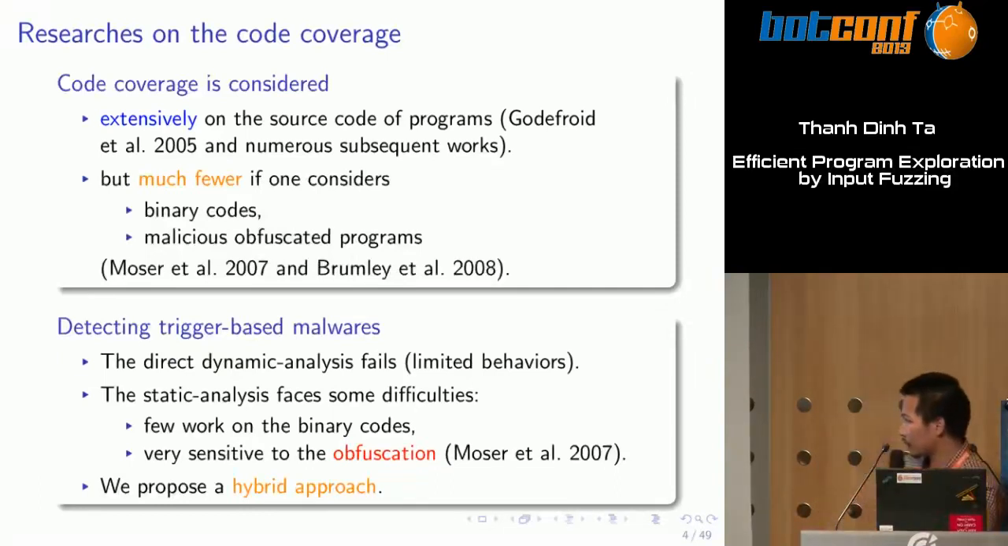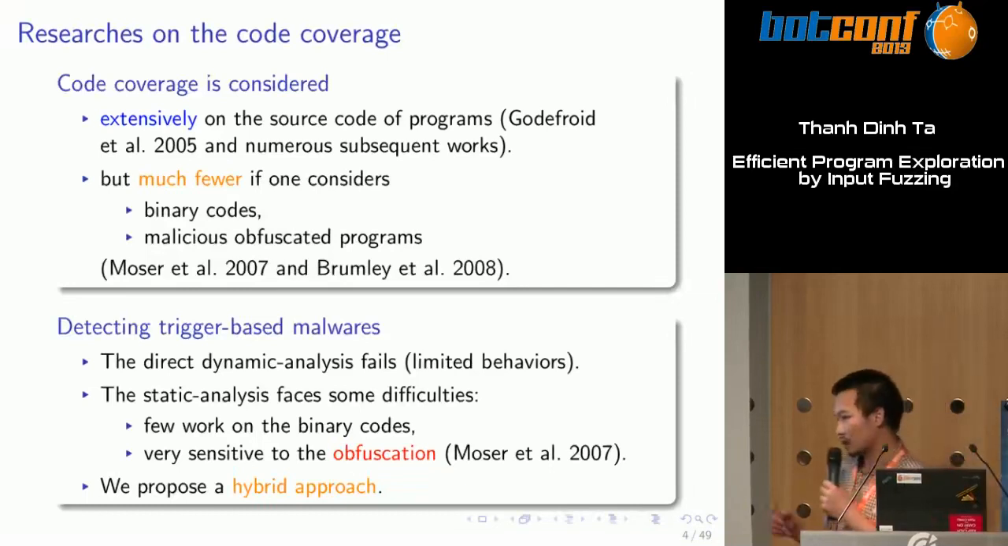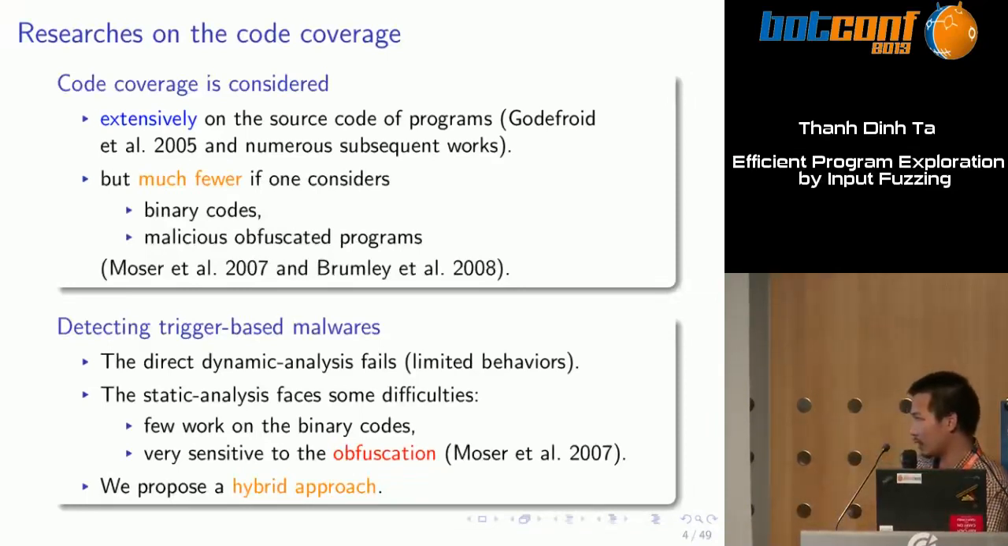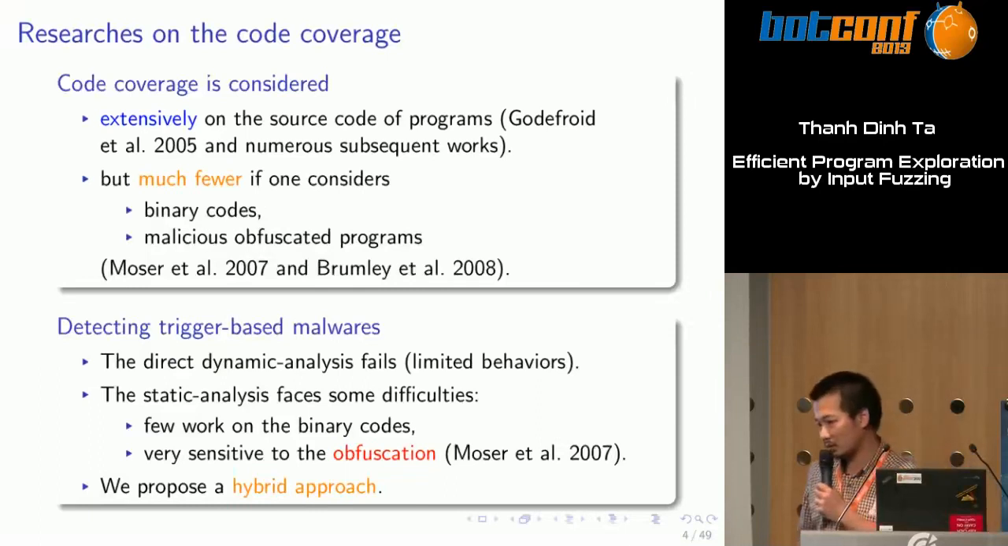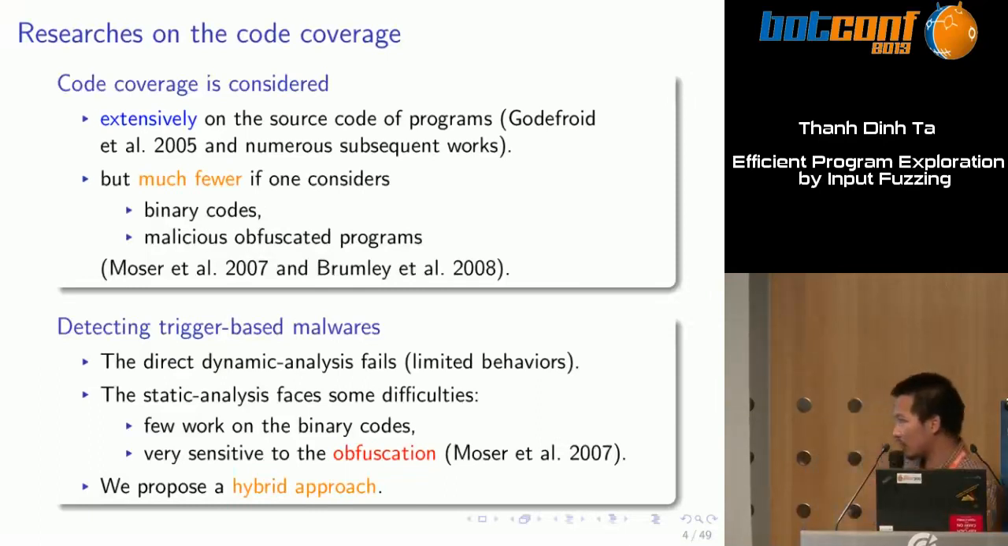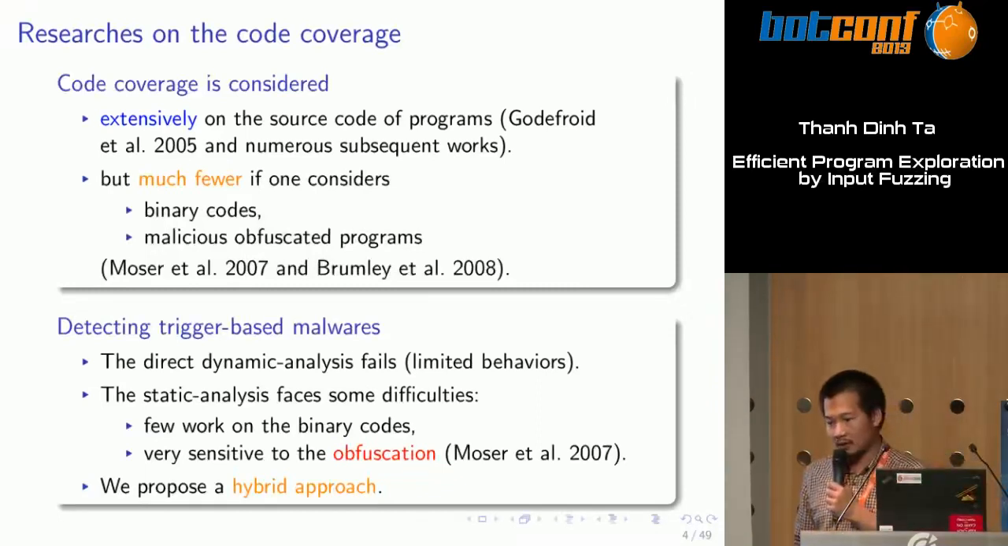Because the malware is active only when it receives some special input, direct dynamic analysis doesn't work. And static analysis also has many difficulties, because we don't have many works on binary code, and most importantly, static analysis is very sensitive to obfuscation. And then we propose a hybrid approach.